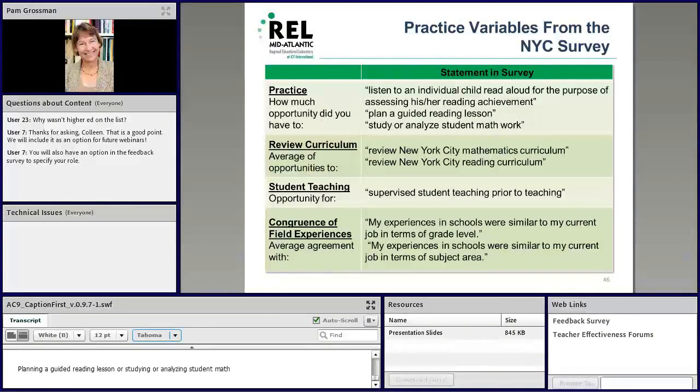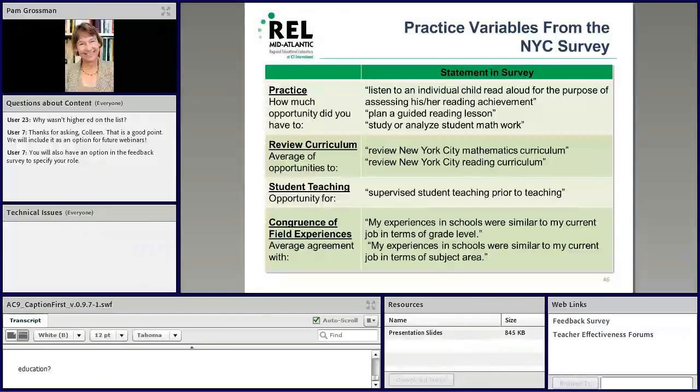So these were all kinds of things that they would be expected to do as teachers that they had had opportunities to practice during teacher education. Another practice-related opportunity was the opportunity to actually learn about the New York City math curriculum or reading curriculum, and to what extent did they have opportunities to do that in teacher education.